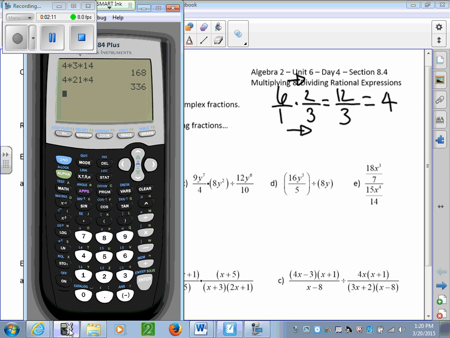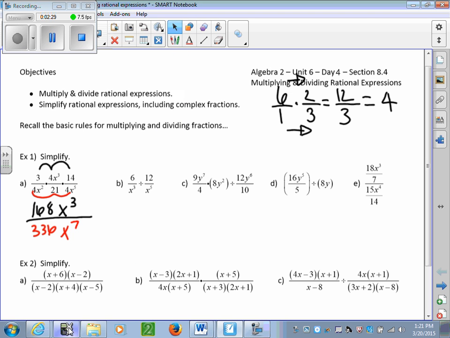168 divided by 336 is 0.5. If I math frac that, so I go to math and number 1, gives me 1/2. So I'm going to end up with a 1 in my numerator and a 2 in my denominator. So this will equal 1 over 2. And then the x cubed divided by x to the 7th. Remember, when I divide variables, I subtract their exponents. So 3 minus 7 will give me a negative 4. And then when it's negative, it goes down to the denominator and makes it a positive 4. Okay? So this is 1/2 x to the 4th.